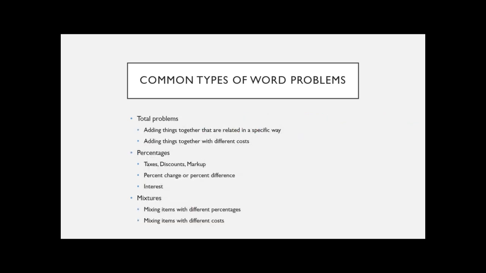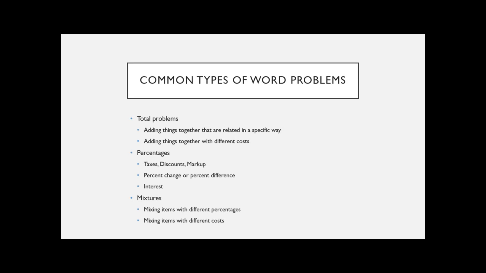The next category I call total problems. These don't have an official name, but this is how I group them together. Usually you're adding things together and these things are related in some certain way. Or maybe you have things that cost different amounts and you're adding them together. An example would be if I'm adding up my pen collection, and I have a certain number of pens, and I know that my friend has twice as many pens. How many pens do we have total?